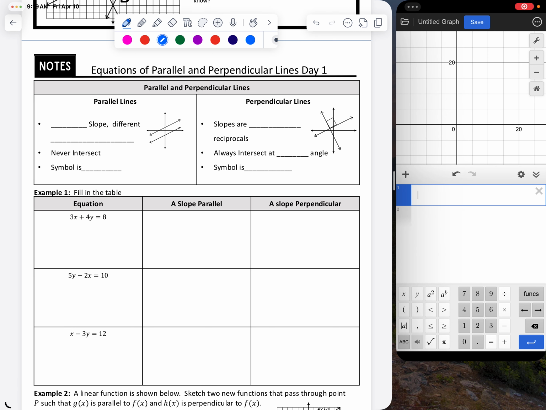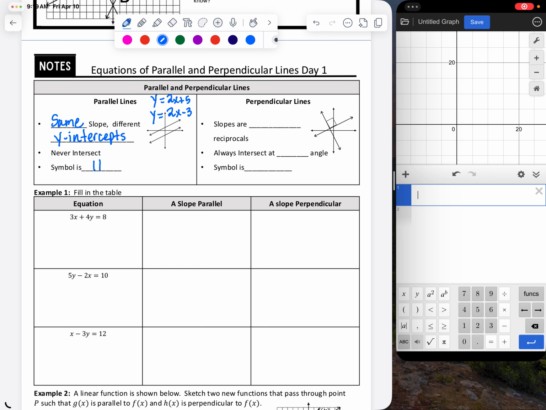First of all, parallel lines have the same slope, but different y-intercepts. So for example, if you had y equals 2x plus 5 and y equals 2x minus 3, you wouldn't even have to graph those to know that they're parallel lines because they both have the same slope and they have different y-intercepts. Now, we also know that parallel lines never intersect, and their symbol looks like two parallel lines.